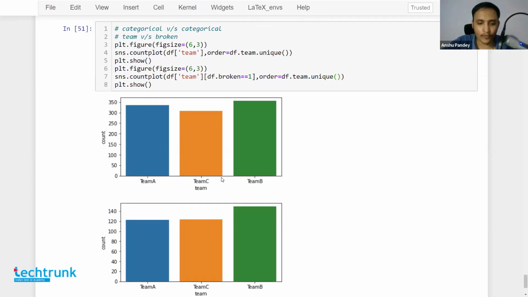So the first graph shows the total machines being handled by team ABC, and the second graph shows the machines which are damaged and are being handled by team ABC. The pattern almost looks similar, right? There's no huge difference, or not much of a difference, as you can see here. It looks like team A has slightly fewer machines which are damaged, right? When it comes to total machines, team A is higher than team C, but when it comes to damaged machines, team A is equal to team C. So possibly team A is damaging a lesser number of machines.